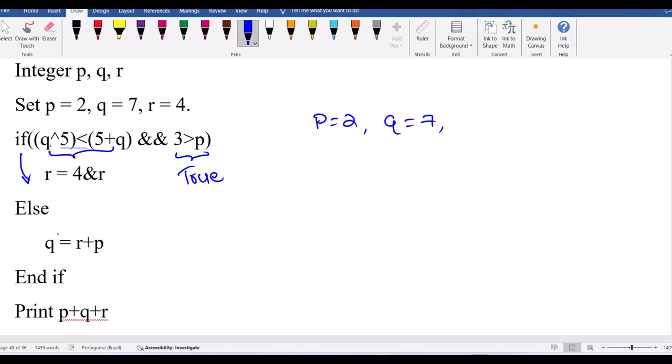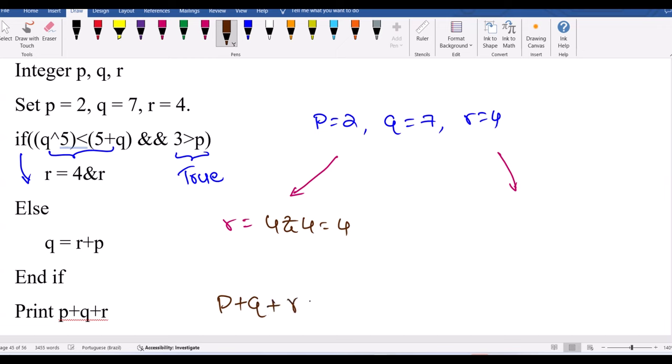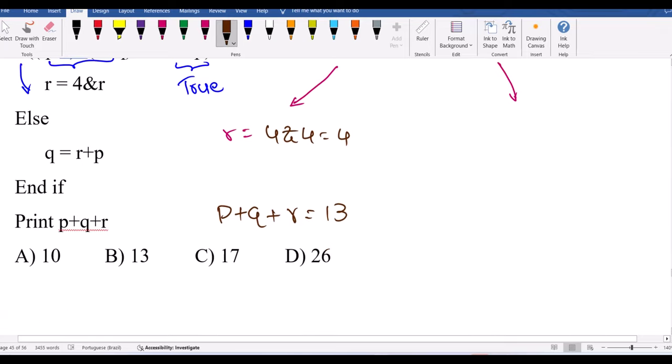But this one may take time, the XOR operation you need to perform. What I'll do in general, if there are multiple things I need to check: if this is true, two cases. True means R must be equal to 4. 4 means 100, and R. AND operation for the same value will be the same. 4 and 4 will be 4 only. So R value will be 4 only. Then my answer P plus Q plus R should be equal to 2 plus 7 plus 4, 13. Is 13 there in the answer or not? It's available. Okay, fine.